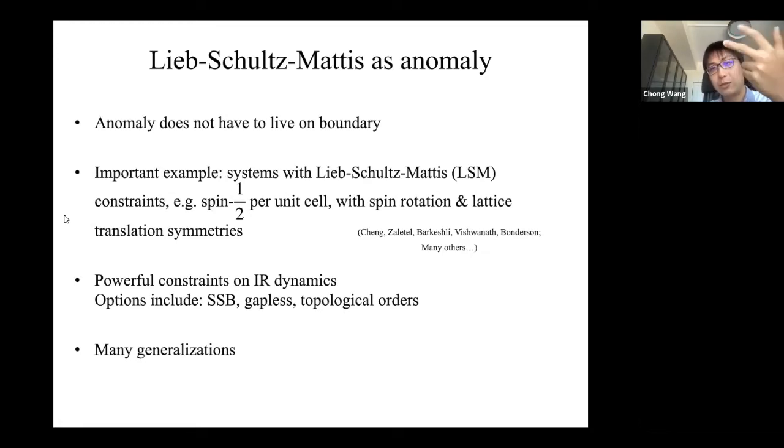Later people figured out that in dimension greater than or equal to 2, you can have intrinsic topological orders. If you have a gap and it's symmetric, you will inevitably have anyon excitations, right? So these are pretty powerful constraints on the IR dynamics. And there are many generalizations. It doesn't have to be SO(3), it can be Z2 cross Z2, it can be time reversal. Also, the lattice symmetry doesn't have to be just translation; rotation and reflection will also work, depending on details. So it's a powerful thing.